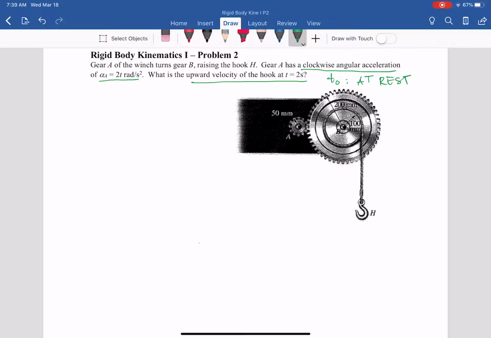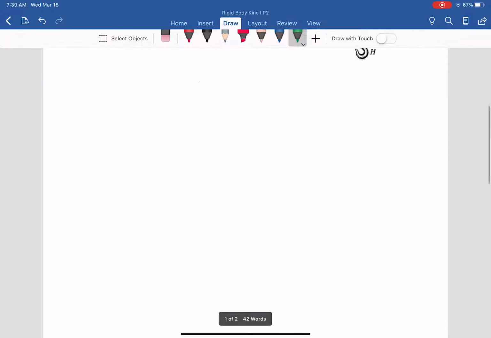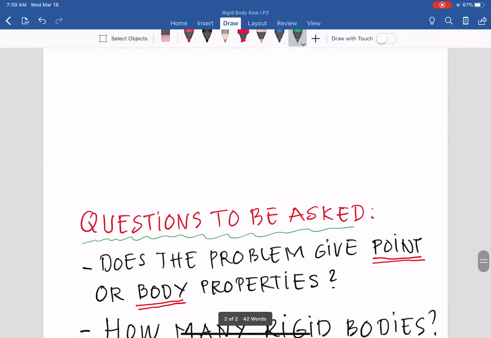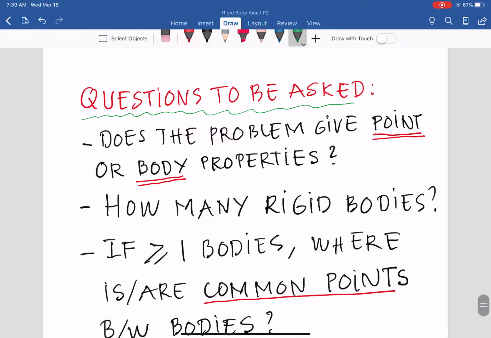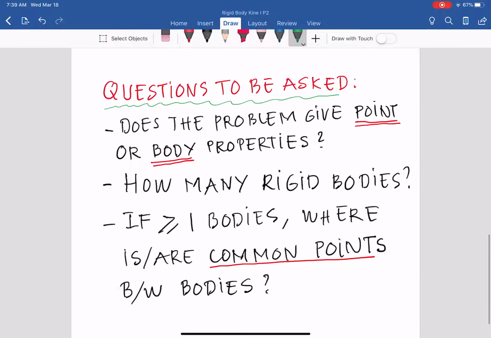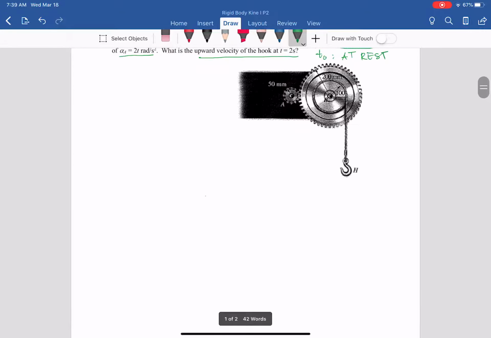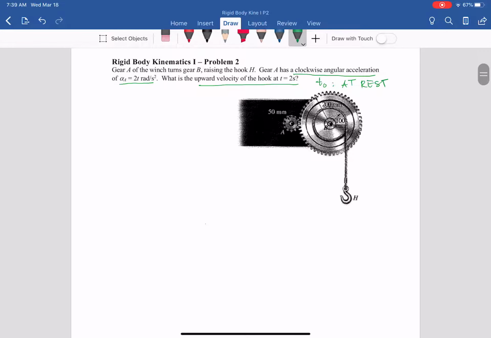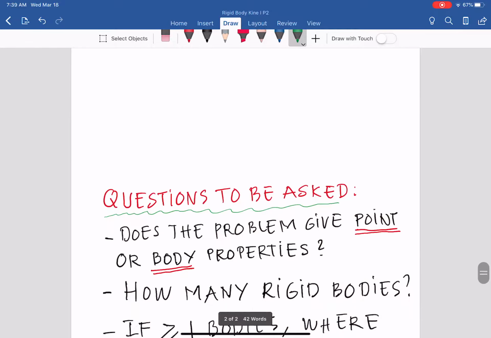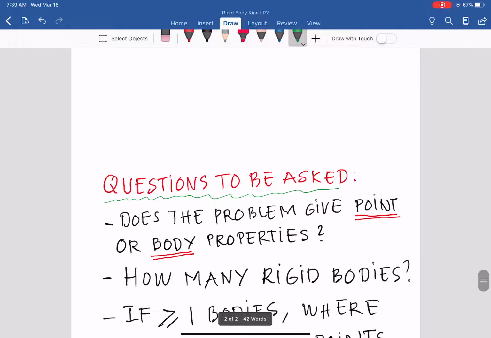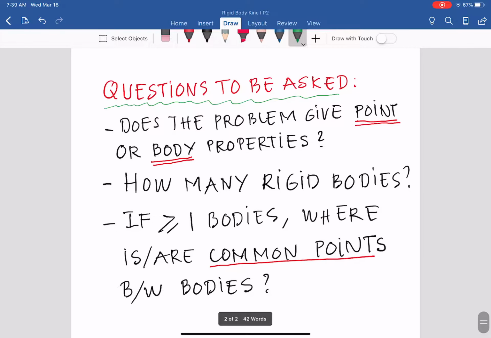So before we do anything, we have to ask the question that I raised earlier in problem 1. The first is, does the problem give point or body properties? Point or body? Alpha, so which is body properties. And then if it is body, the next step you need to find out is the point. We will talk about that later on.